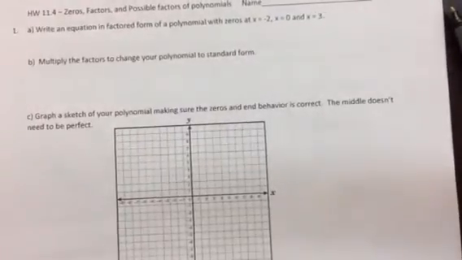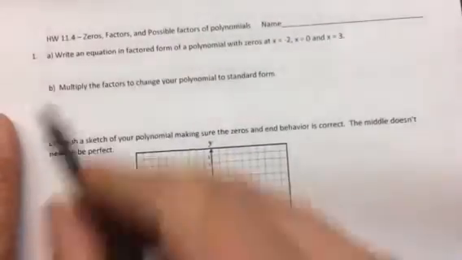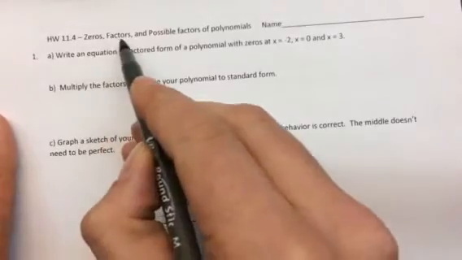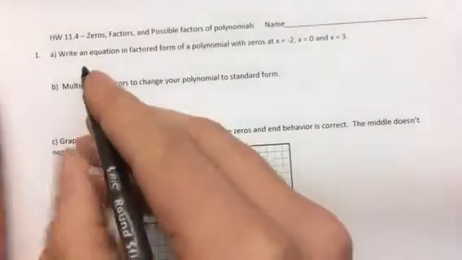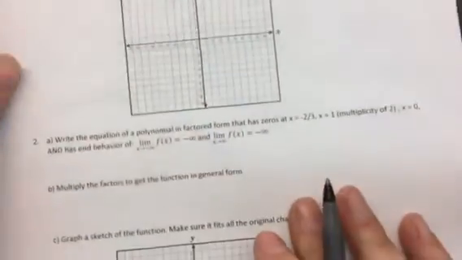All right, in homework 11.4, our big idea is connecting the zeros of a function with the factors and finding all the possible factors of a polynomial. So, I'm going to do number 2 here, I think with you.